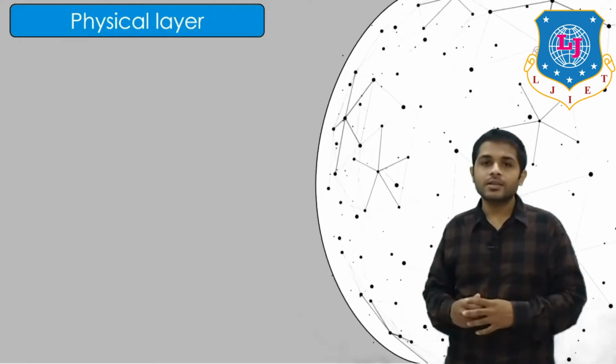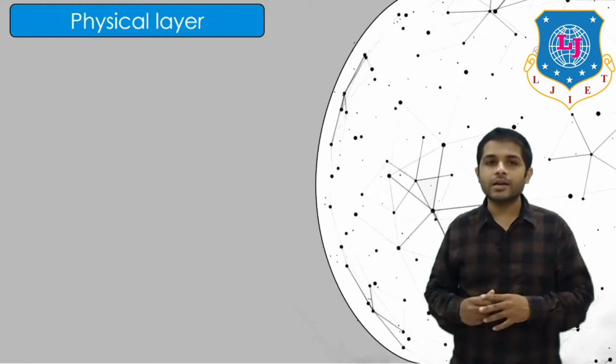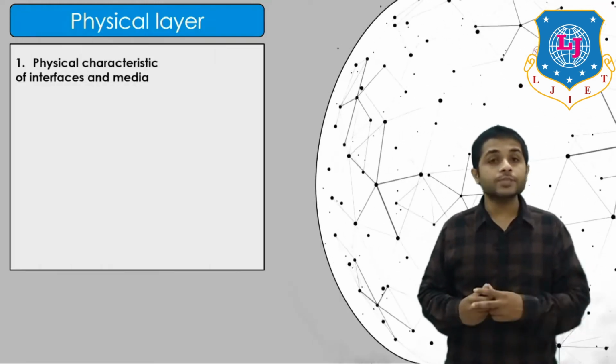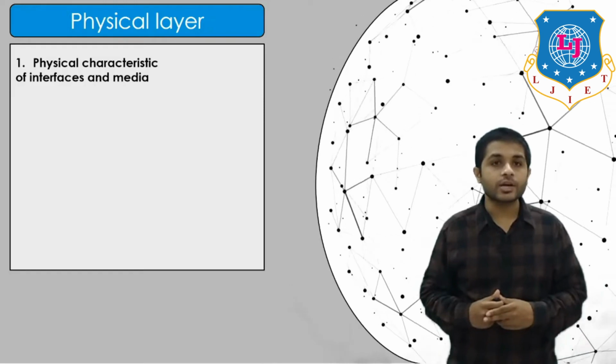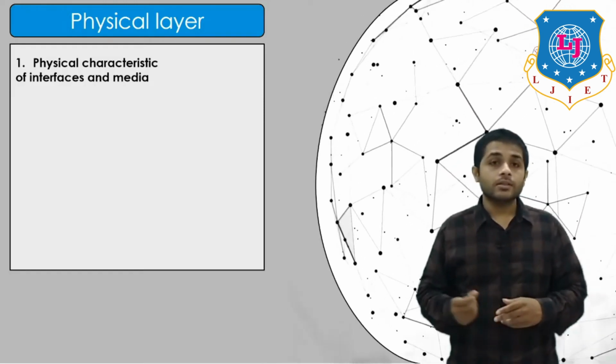Now let's discuss the responsibility of the physical layer in detail. The first responsibility is the physical characteristic of transmission. The first characteristic.